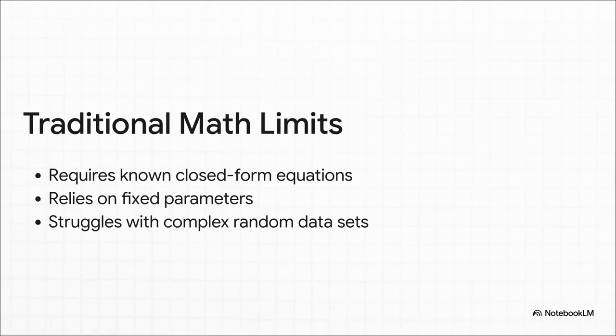Right, because traditional regression has some pretty severe limitations. It relies on fixed parameters and known closed-form mathematical equations. If the market behaved perfectly logically, great, but it doesn't. Financial markets are organic, totally chaotic, and driven by countless unseen variables. When traditional math hits these complex random data sets, it just falls short.